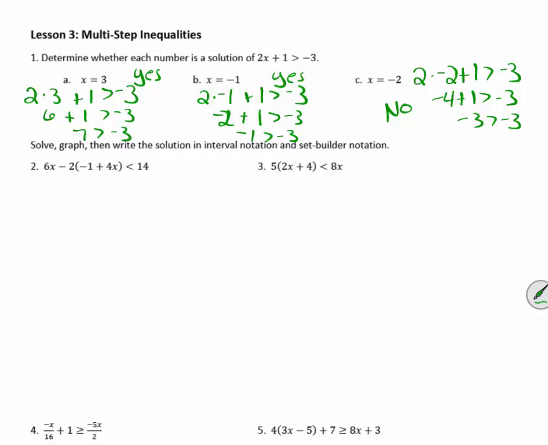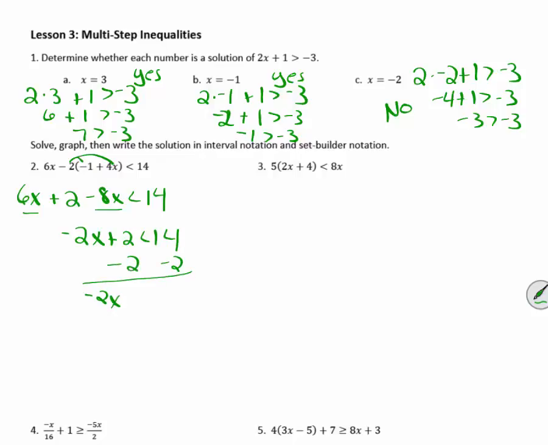All right, they want us to solve, graph, then write interval notation and set builder notation. So go through, I have to distribute by the negative first. So 6x plus 2, negative times a negative is a positive, minus 8x less than 14. Combine my like terms. That's negative 2x plus 2. Subtract 2 from both sides. Divide by negative 2. Now remember, from yesterday, when I am dividing by a negative, I have to flip my sign. So x is actually less than negative 6.